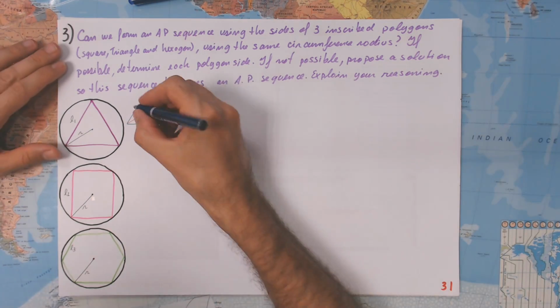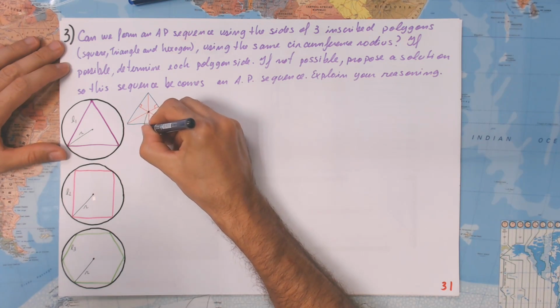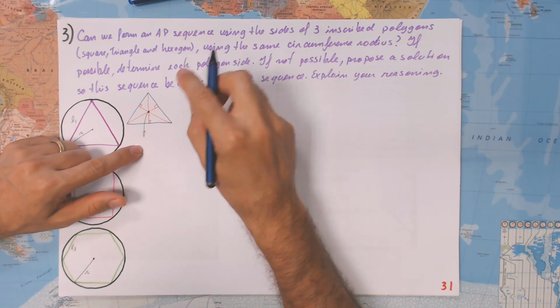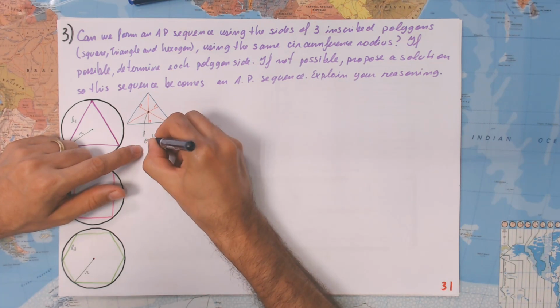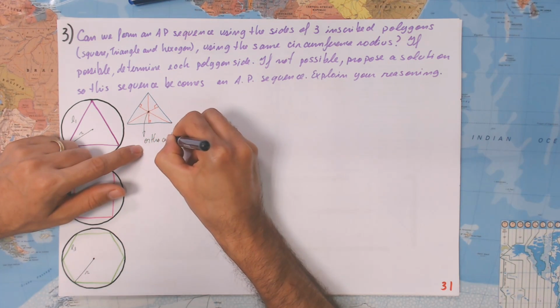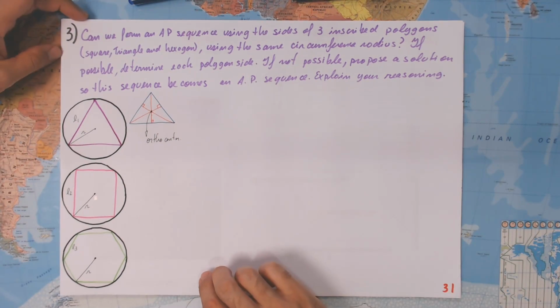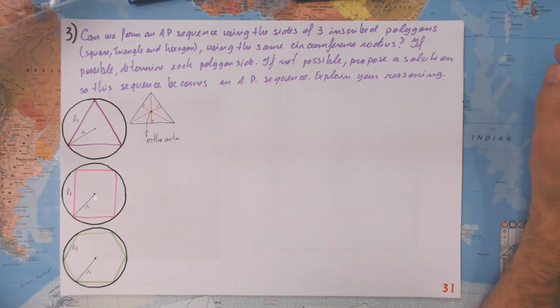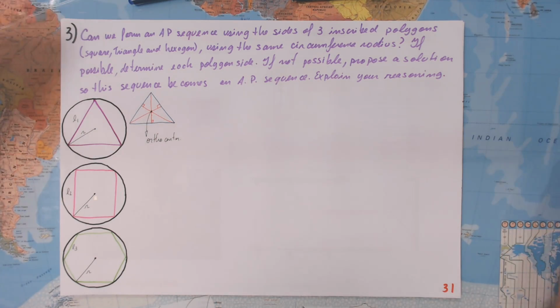And what is this point? It's where all the heights are going to meet. This is the orthocenter. When all the heights meet, this is going to be the orthocenter. Now, when we make the orthocenter, what is going to happen?